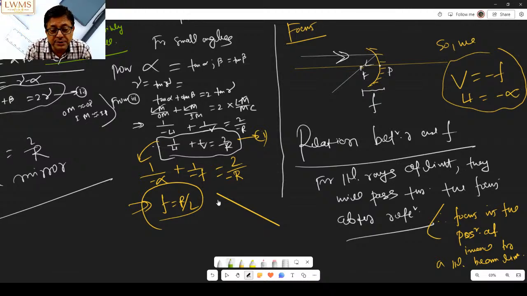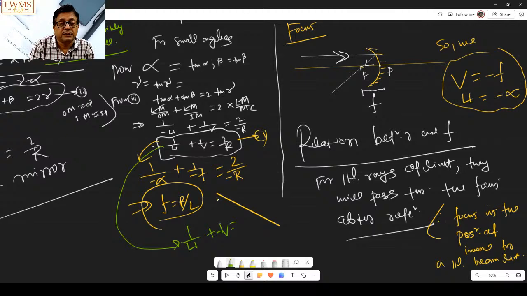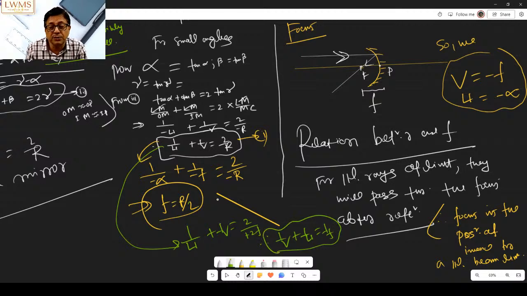So what happened to this equation then? This equation changed to 1 by U plus 1 by F equal to what? Just put it there. R equal to 2F. You put there. It will be plus. So we are getting 1 by V plus 1 by U equal to 1 by F. This is known as the lens formula.